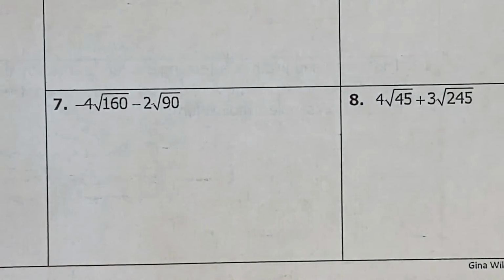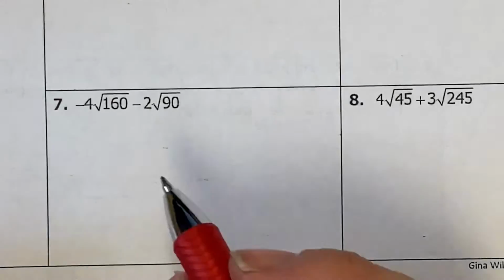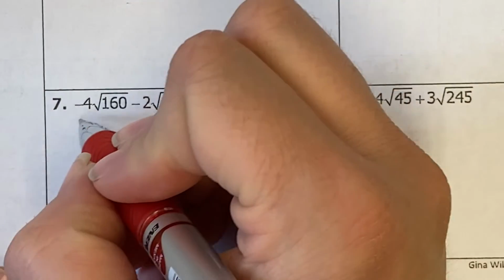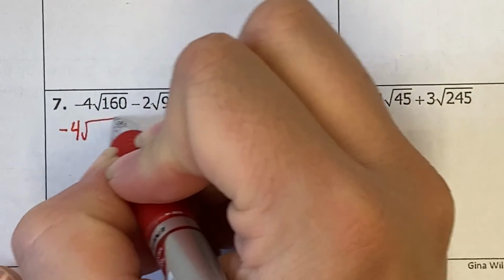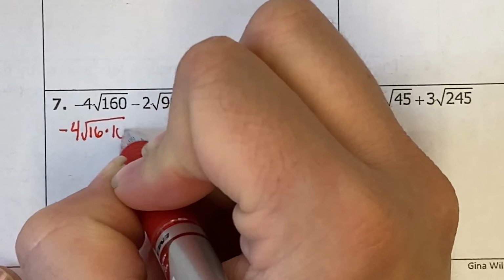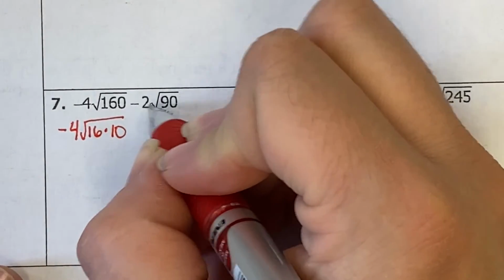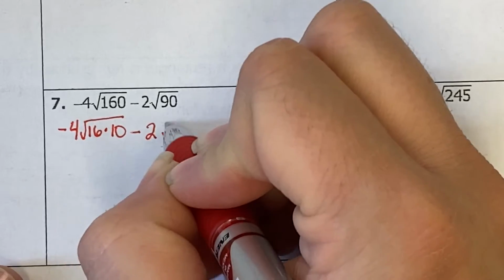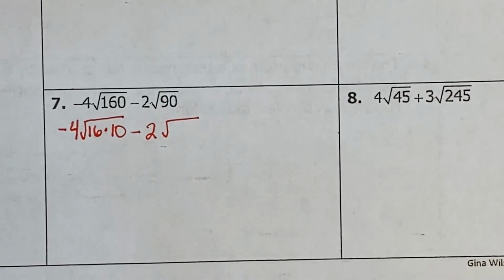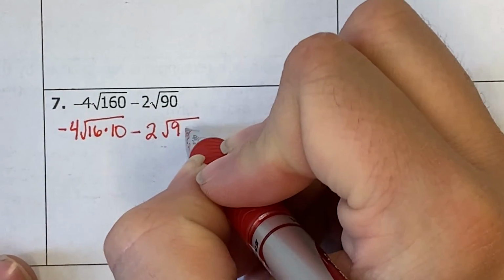Let's jump down now to number 7 down here. So I have -4 square root 160 minus 2 square root 90. So both of those are going to have to be simplified. The largest perfect square that goes into 160 is 16. So I have -4 times the square root of 16 times 10. And then this guy, that would be -2 times, and the largest perfect square that goes into 90 is 9 times 10.